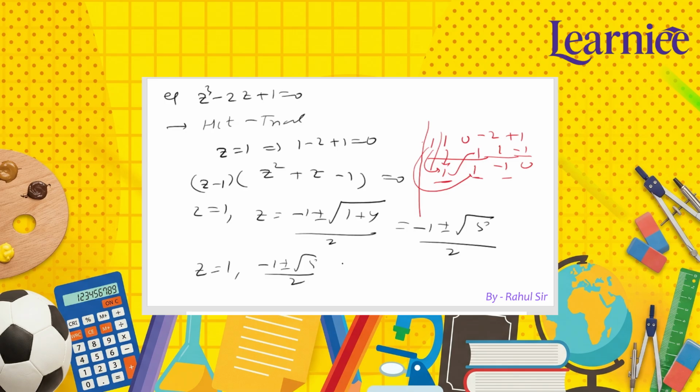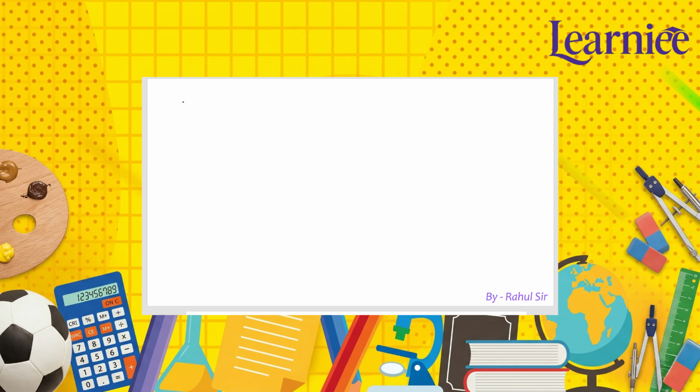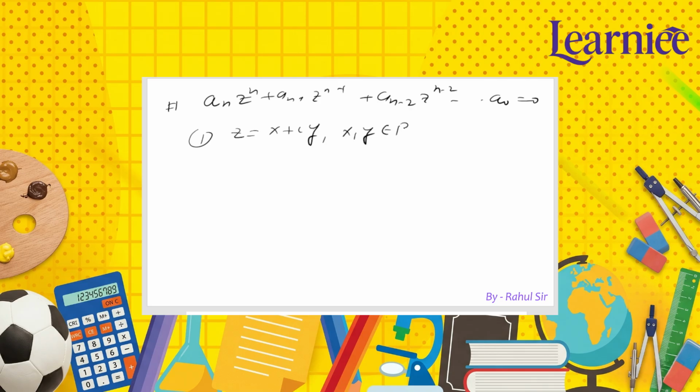So for other polynomial equations we can use either hit and trial or we compare real and imaginary parts. Basically, if we want to solve any polynomial equation, say a n z n plus a n minus 1 z n minus 1 plus a n minus 2 z n minus 2 up to a naught equals 0, one approach is to substitute z equals x plus iy, where x and y are assumed to be real. That is the important thing.